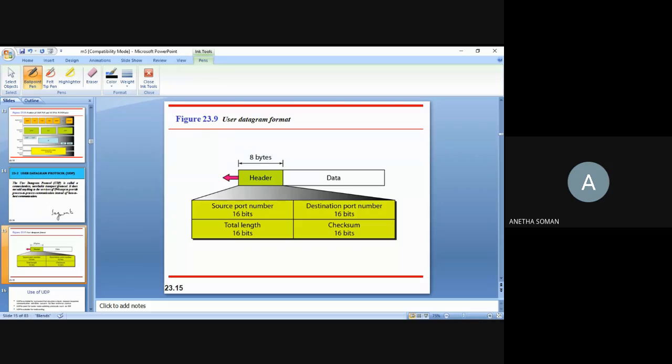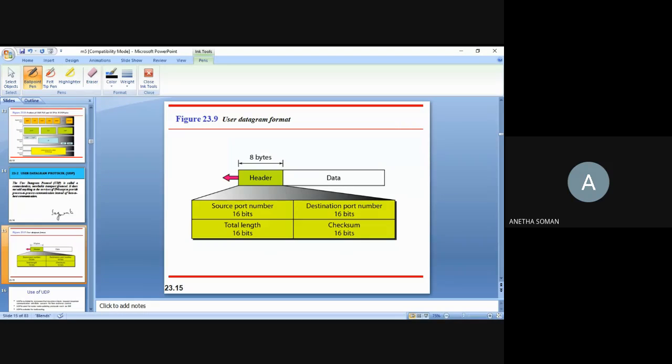First one is the source port number. Second one is the destination port number. Third one is the total length. And fourth is the checksum. You have to remember this user datagram format. The header field has the source port number, destination port number, total length, and the checksum. Now, what is that source port number?